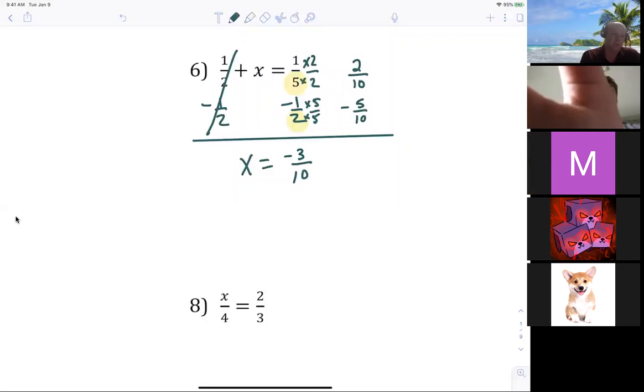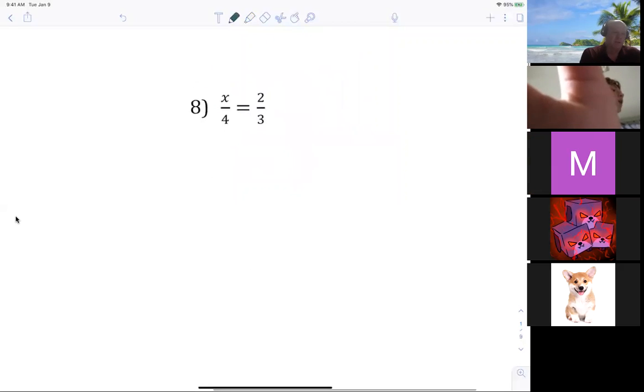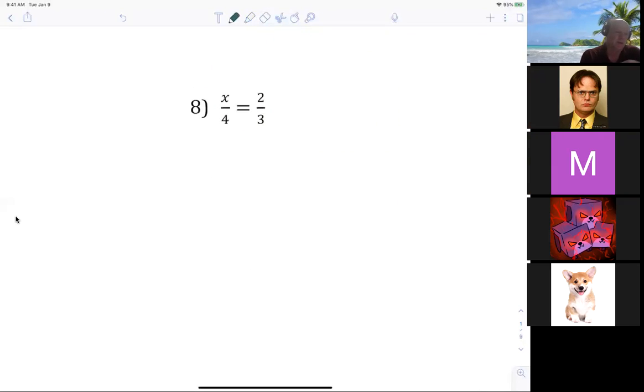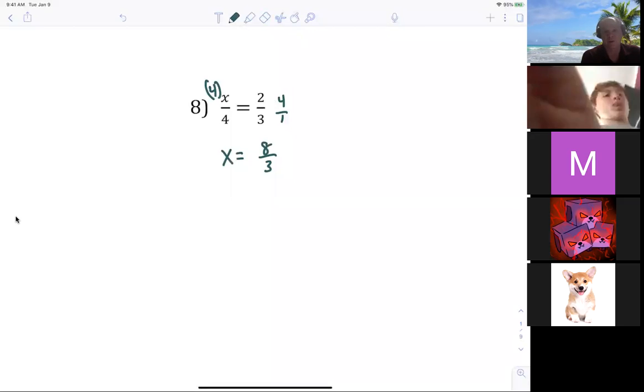You're welcome. Okay, let's check out number 8. Again, number 8 is dividing by 4. So you multiply both sides by 4. Now x equals, now remember, you can say this is the same as 4/1. And now you're multiplying because nothing reduces. So your answer is just 8/3. All right, again, simple little review of fractions.